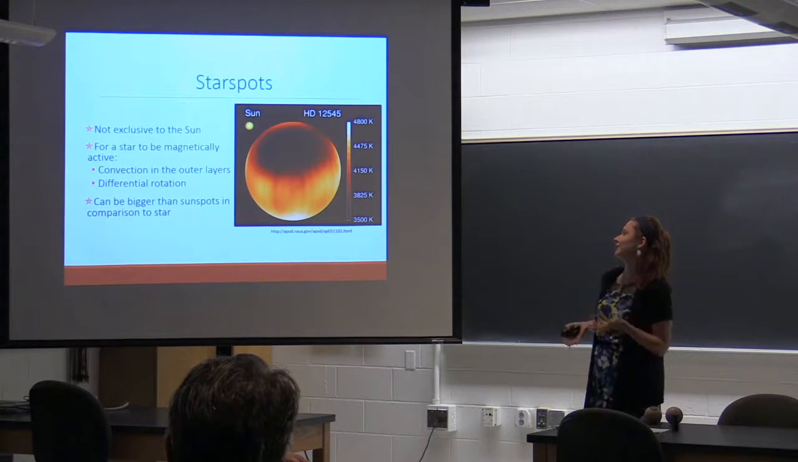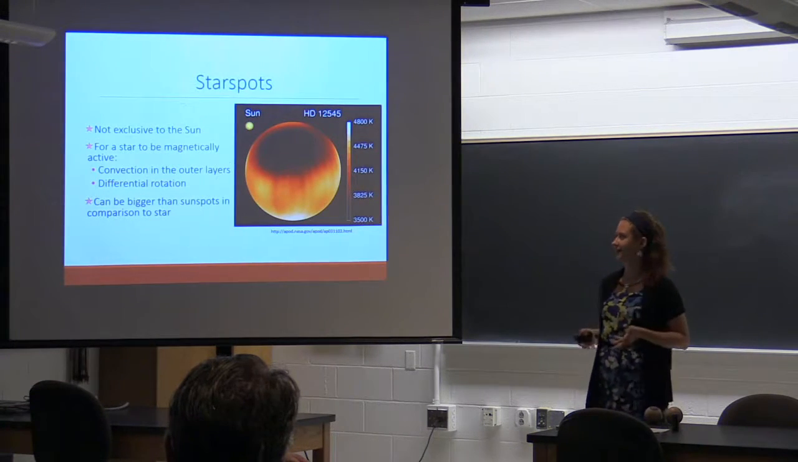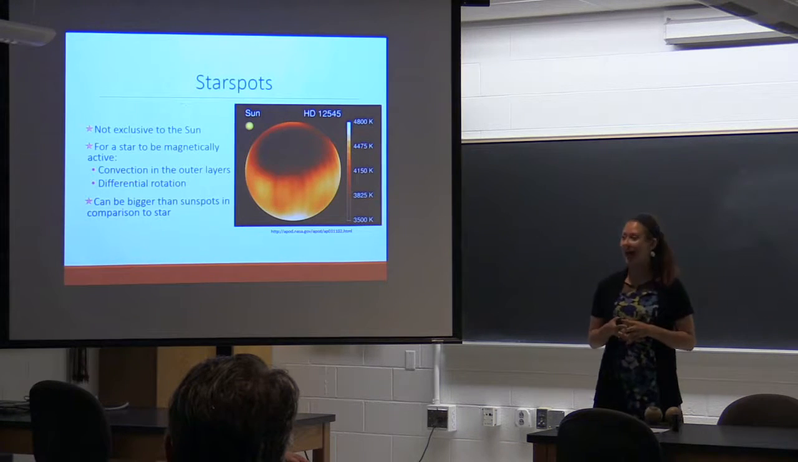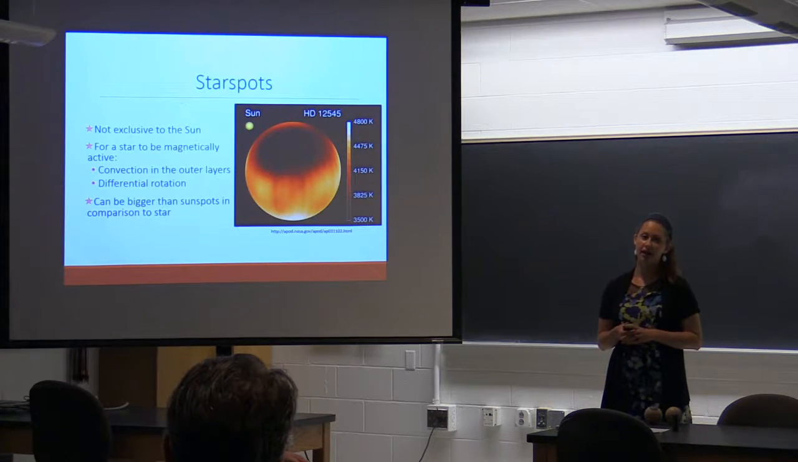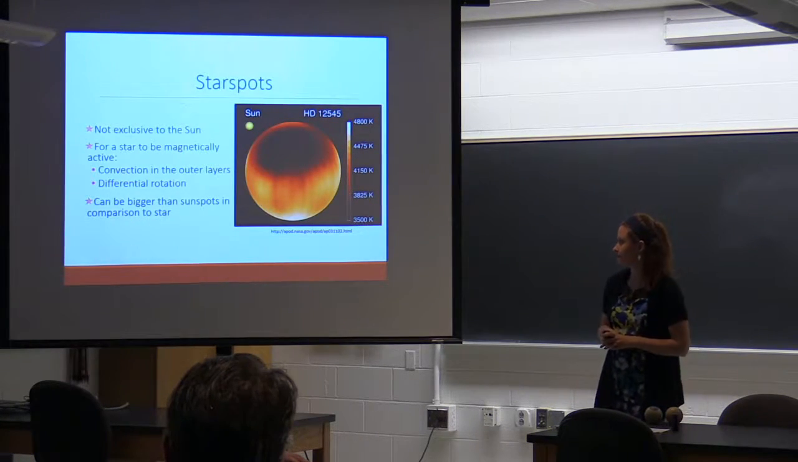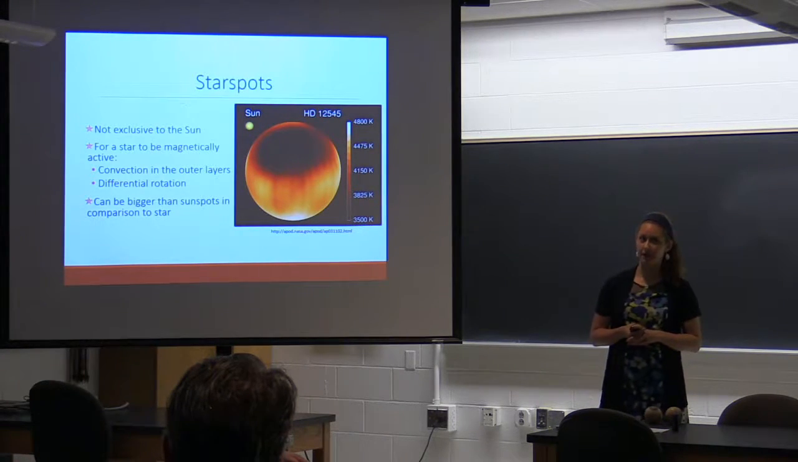However, sunspots are not just exclusive to the sun. But for a star to have star spots, it needs to be magnetically active, which entails that it needs to have differential rotation and convection in its outer layers. Moreover, star spots can be a lot bigger than sunspots in comparison to a star.